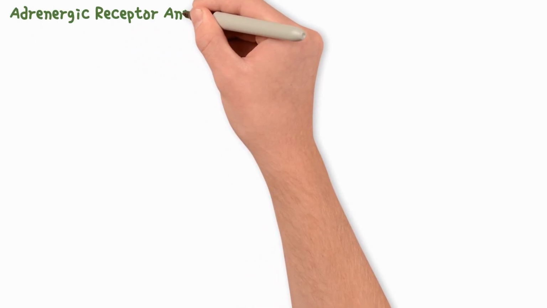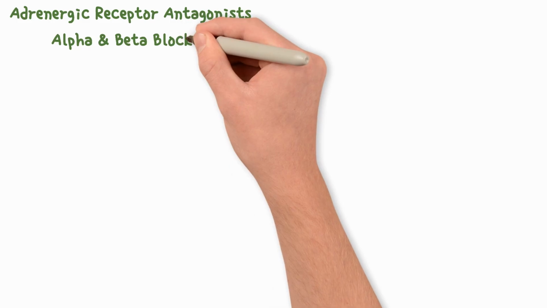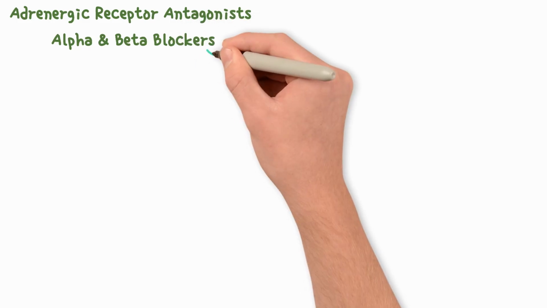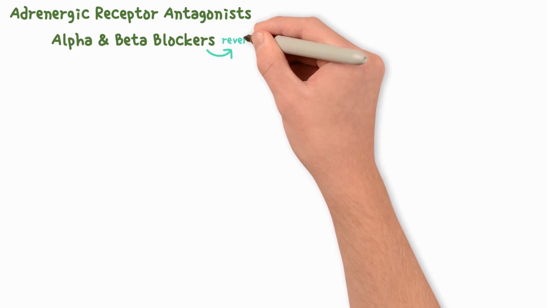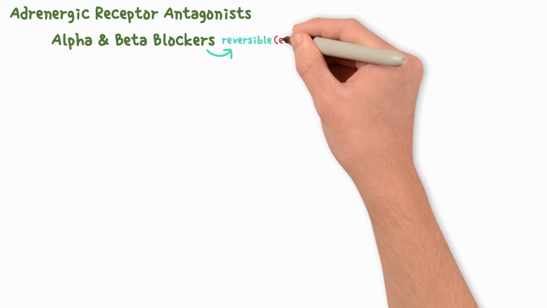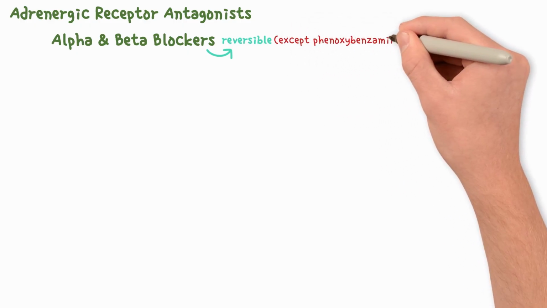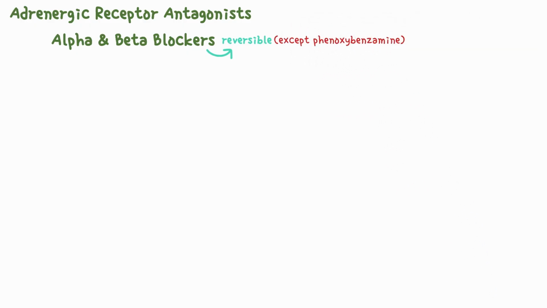Moving on to our main topic, adrenergic receptor antagonists, the alpha and beta blockers. Most of these agents are reversible, meaning they are competitive antagonists. The exception is phenoxybenzamine, which is an irreversible antagonist. To understand how these blockers work, we must first look at what happens during sympathetic stimulation.